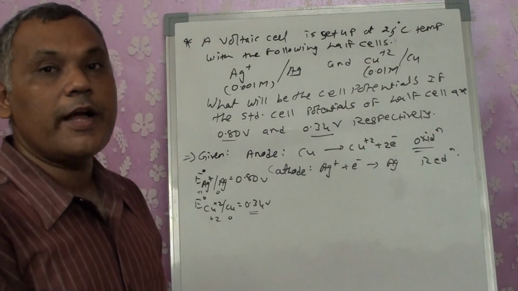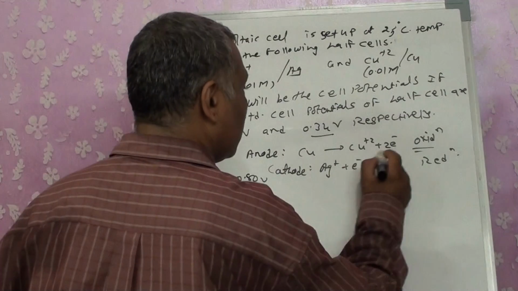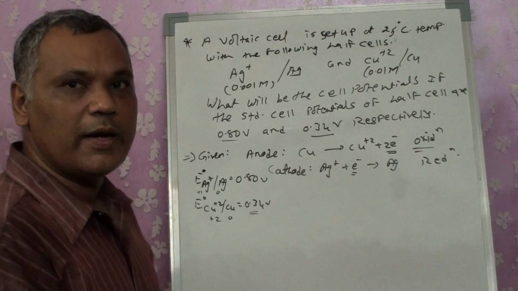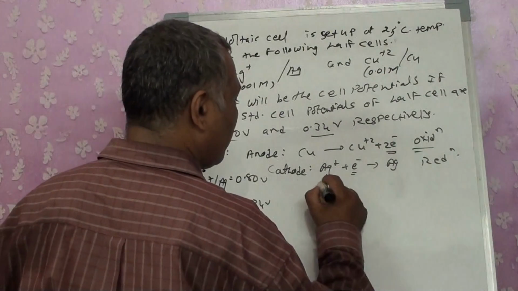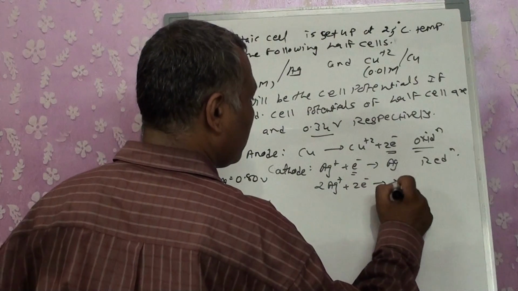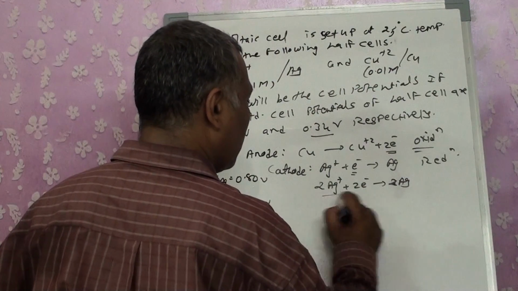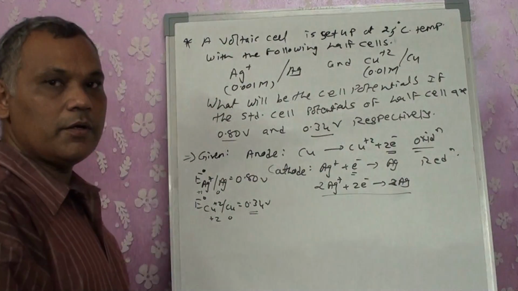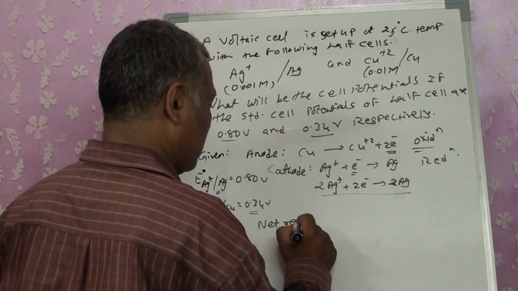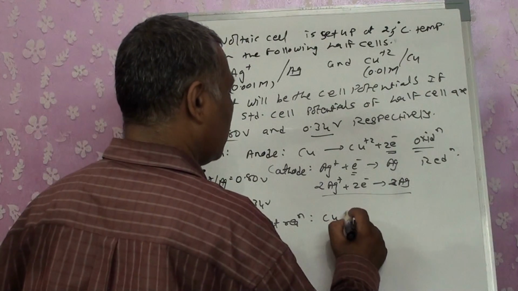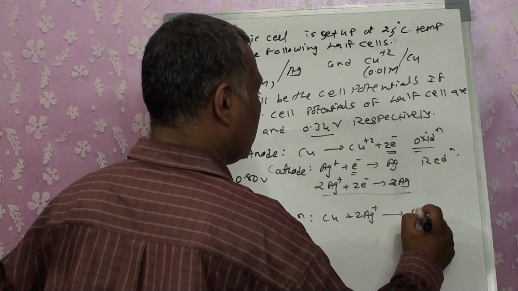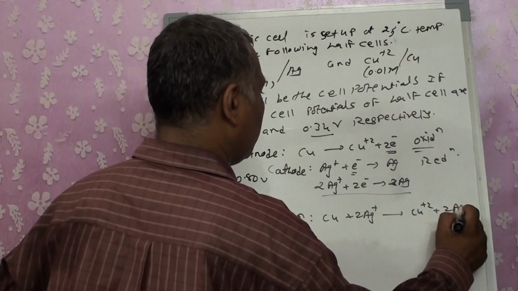Okay, now the reactions are not balanced. The reason is it's losing 2 electrons while it's gaining only 1. So it is necessary that we should balance it. So this whole equation, if I multiply it by 2, we get 2Ag plus plus 2e gets converted into 2Ag. Now the reaction is balanced, right? So that is a must. So the net reaction we are going to get is Cu plus 2Ag plus gets converted into Cu plus 2 plus 2Ag.